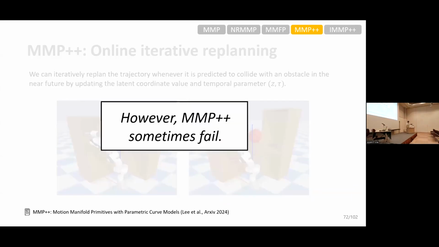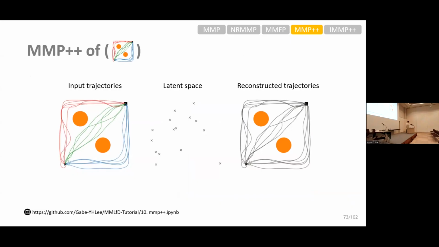All right, this will be the last topic. It would have been great if it always worked well, but we've found that MMP++ with parametric curve models fails severely in some cases. Let me show you an example. Consider a set of two-dimensional collision-free trajectories shown in the slide. We've trained the MMP++ using via point parametric curve models. As you can see, the quality of the reconstructed trajectories is good.